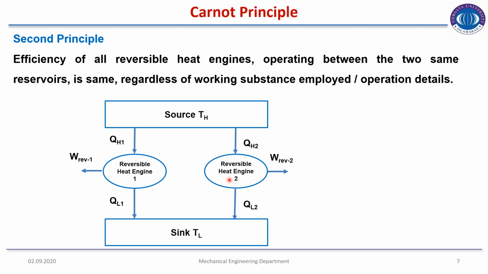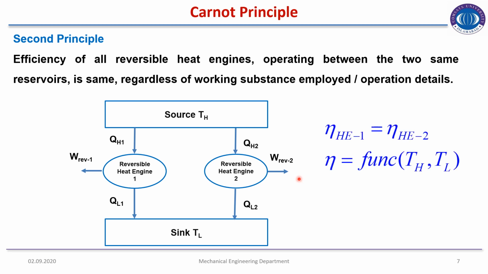On the right hand side, reversible heat engine 2 is receiving QH2 amount of heat from the high temperature thermal energy reservoir and rejecting QL2 amount of heat into the low temperature thermal energy reservoir, and by doing so it is giving out WREV2 amount of work.